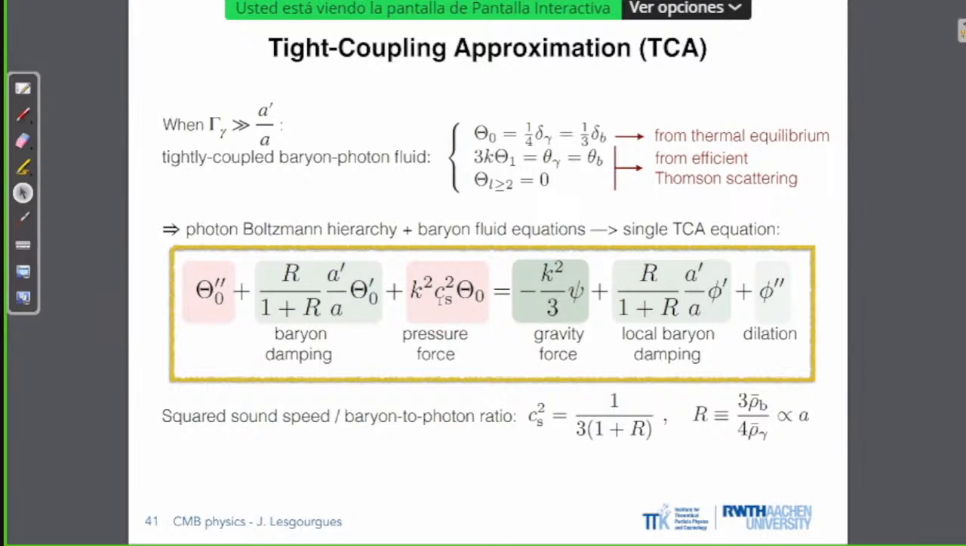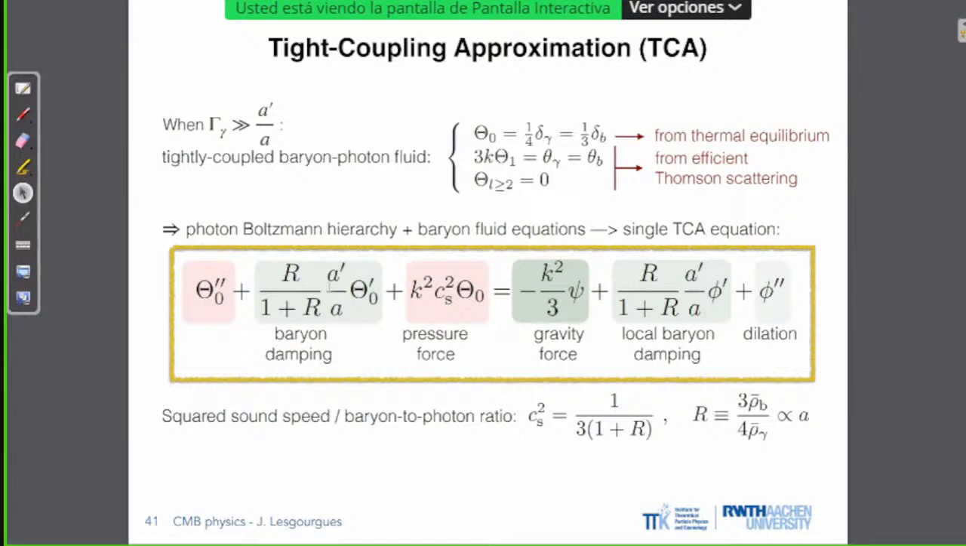The last terms here have the following interpretation. This term is like a local correction to this one. This baryon damping depends on R, but it depends also on the Hubble rate. We have here the average Hubble rate, and here a local modulation of the Hubble rate, because we have phi prime. So this term is like a correction to this one, coming from what I said two days ago, that there is a local correction to the Hubble expansion rate. And this term comes from the dilation effect that we have already mentioned before.